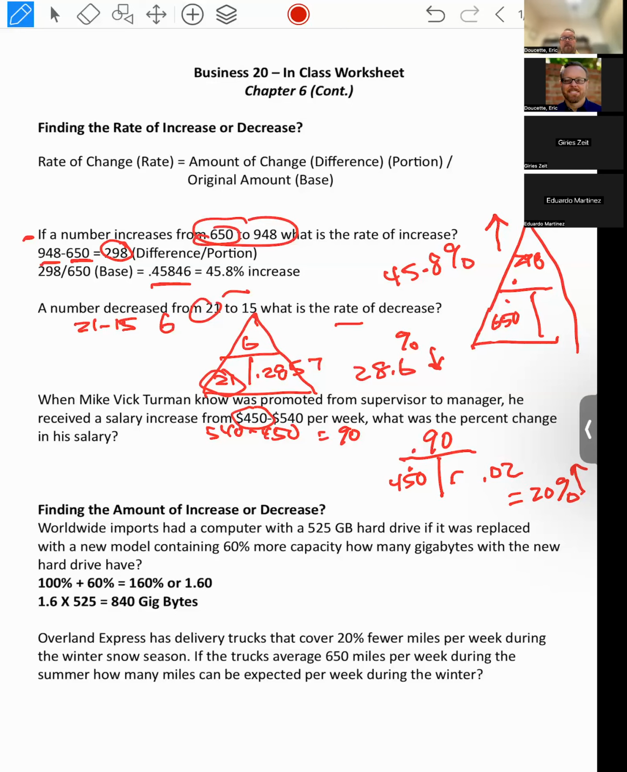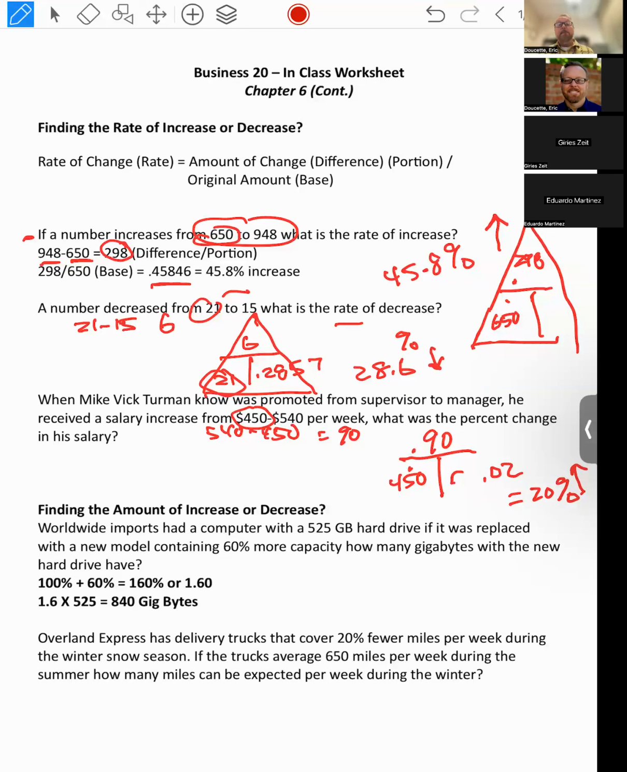All right, then finding the amount of rate or decrease. Here we're finding the amount of increase or decrease versus the rate. Before we were looking for the rate, now we're looking for the dollar difference of change. So in this case, the problem states, worldwide imports has a computer with 525 gigabytes. If replaced with a new model containing 60% more capacity, how many gigabytes will the new hard drive have?